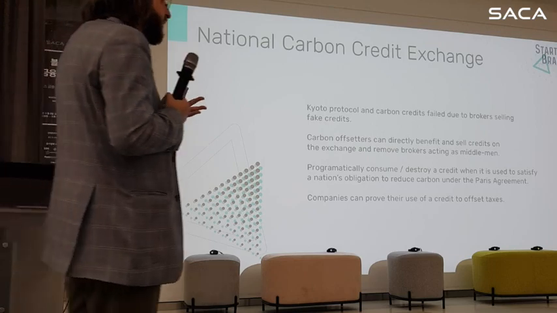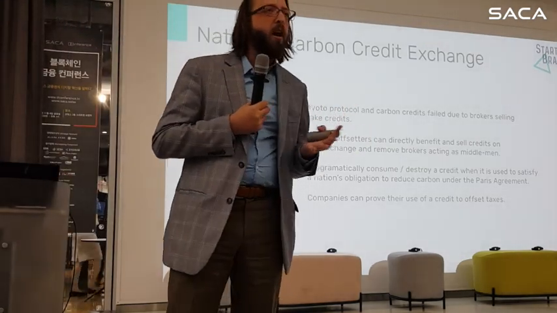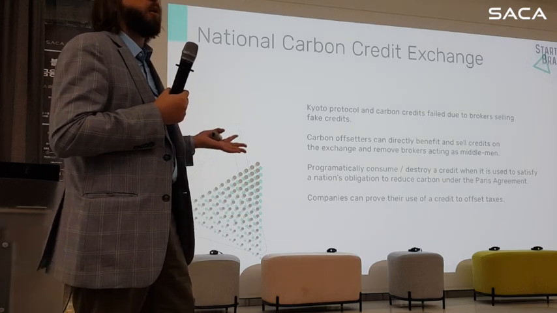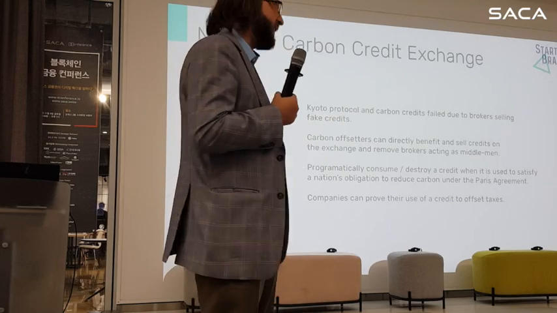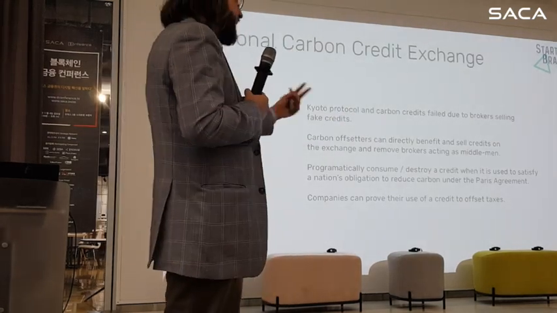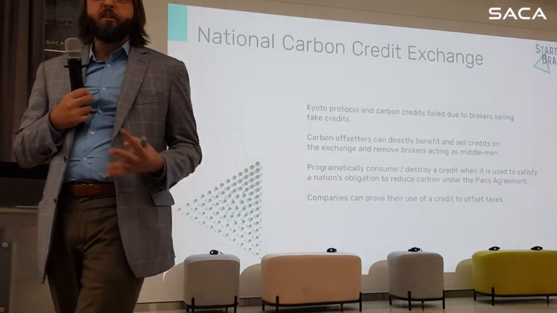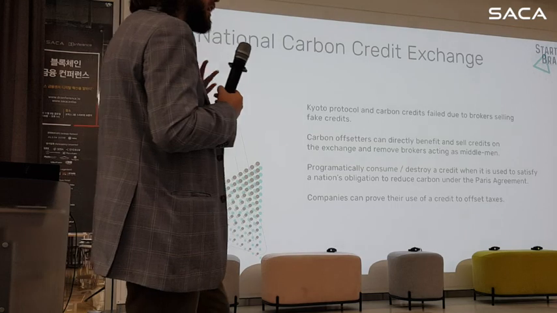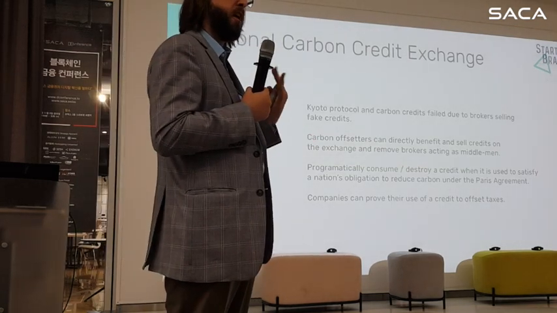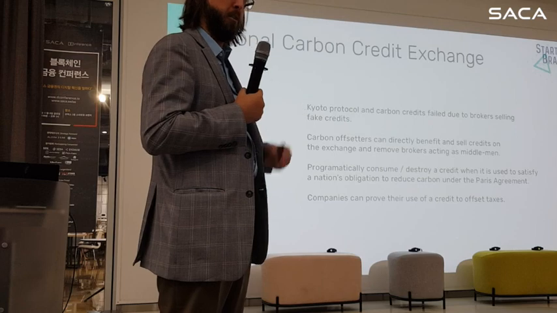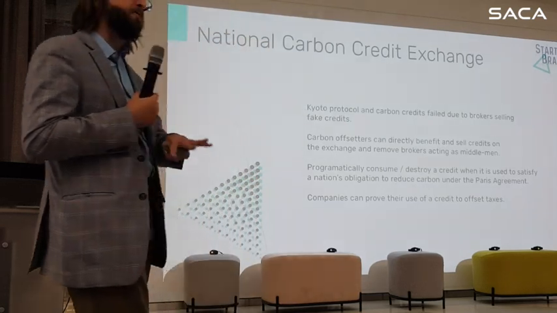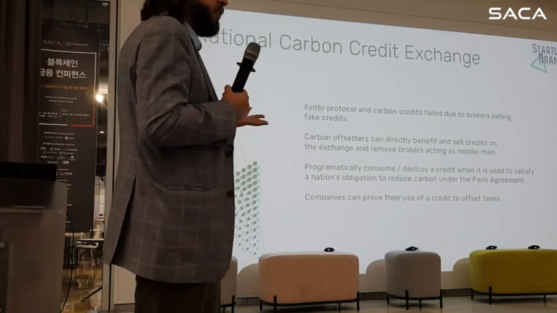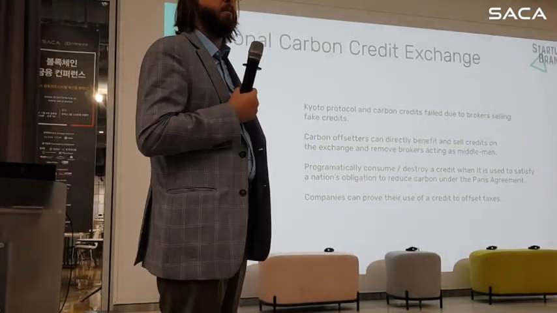So what does that really mean? Well, we can actually programmatically consume or destroy a carbon credit that is needed for a nation's nationally determined contribution, right? So these indices. And then also the companies themselves can prove that they actually use the carbon credit themselves to offset the taxes if these are being done at a national level to sort of provide some disincentive for the carbon polluters. So this can be all fully transparent, fully automatic, and we are able to do something that really failed the last time we tried this with the Kyoto Protocol.